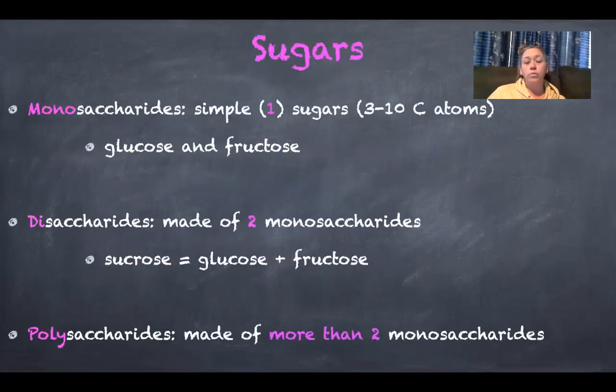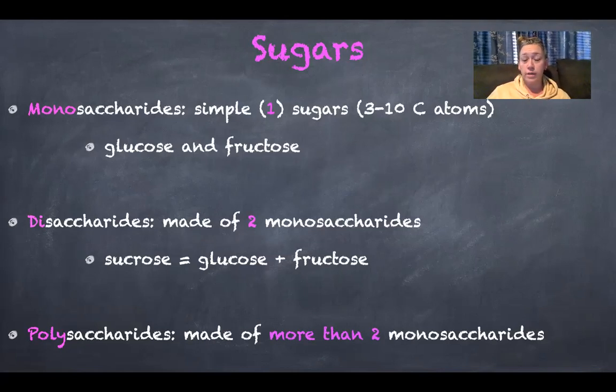Okay, so we're going to continue with sugars. Sugars fall under the carbohydrate class of organic molecules. We have monosaccharides. Mono means one. They're called simple sugars, and that means they contain somewhere between 3 and 10 carbon atoms. Remember, it's an organic molecule, so it has to contain carbon. Examples of simple sugars are glucose and fructose, which each contain 6 carbon atoms.